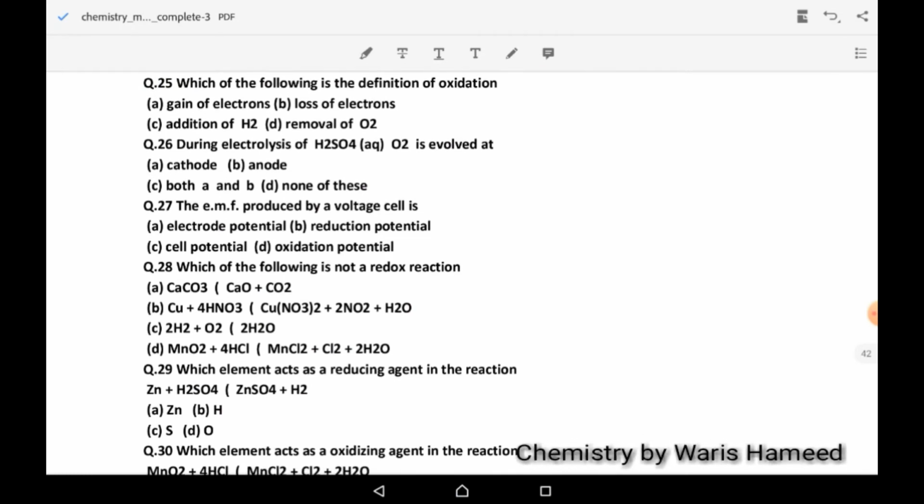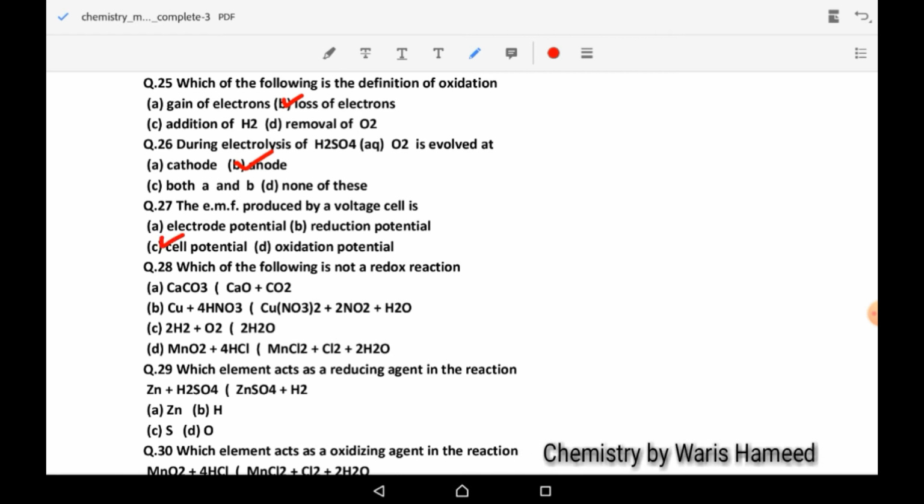25th MCQ: which of the following is the definition of oxidation? Loss of electrons is the exact definition of oxidation. During electrolysis of sulfuric acid, O2 is evolved at? O2 will be evolved at the anode. The EMF produced by a voltaic cell is actually the cell potential.